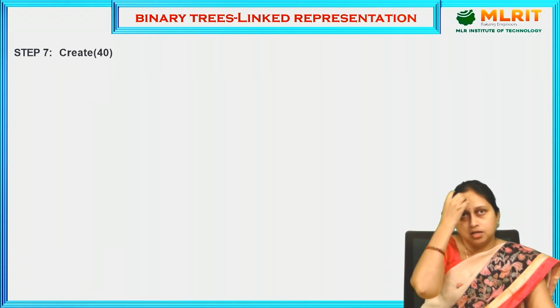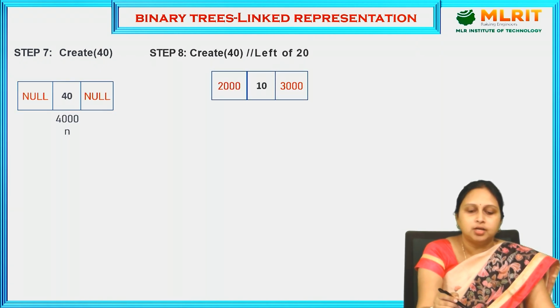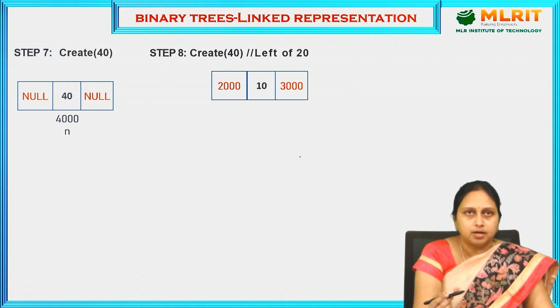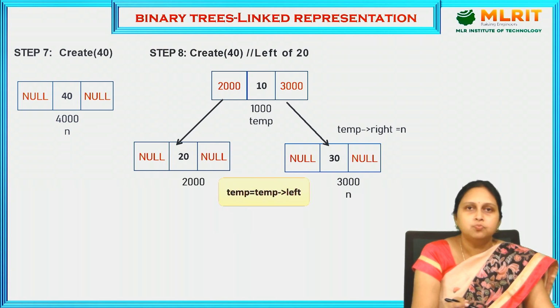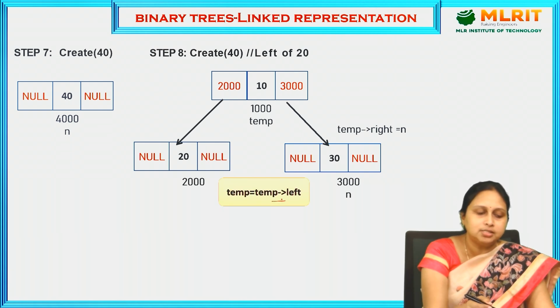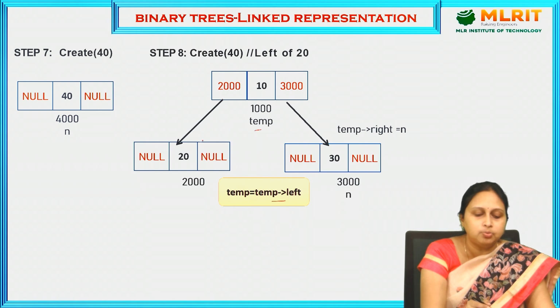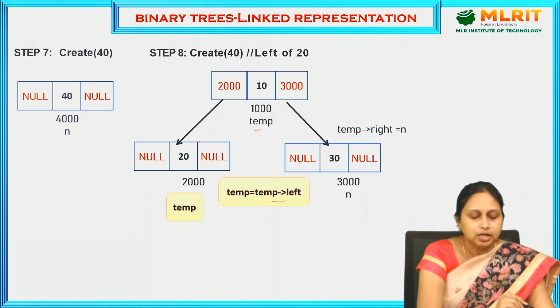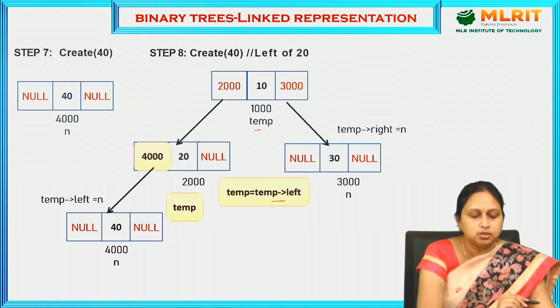In the same way, if I want to create it for 40, now you know that this is your root node or a temporary variable. This is already done. Now we need to move our temp to temp arrow left. That means if I want to insert 40 on the left of this, then I need to move my temp to this part. Temp equal to temp arrow left. Now temp will be moving to this location. Like this I am going to assign, the same process will be repeated. 4000 will be assigned. Same, temp arrow left equal to n.